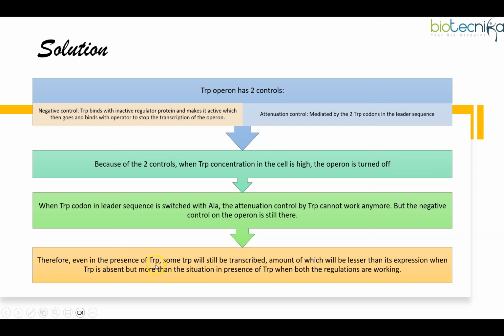Therefore, in the presence of tryptophan, some of the operon will still be transcribed. The amount of it will be lesser than its expression when trp is absent, but more than the situation in which, in the presence of tryptophan, both the regulations were working.